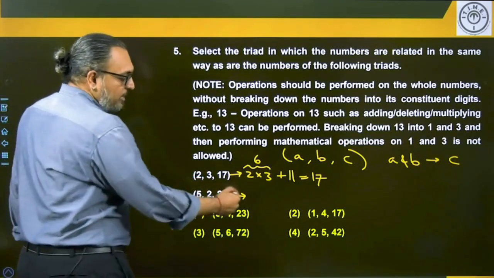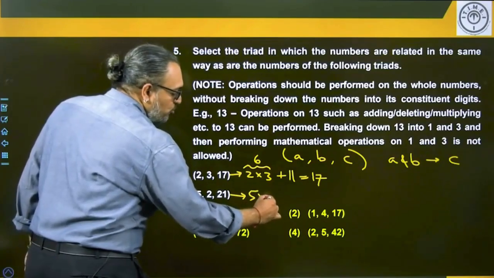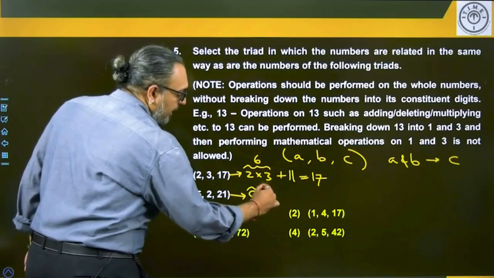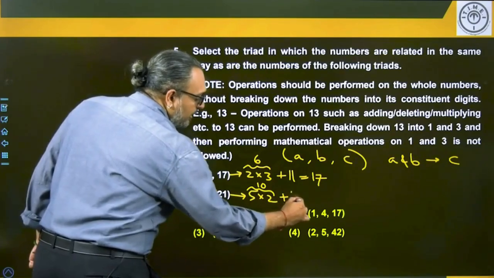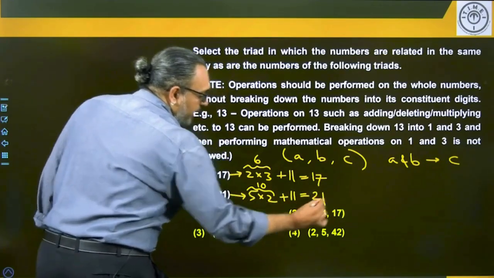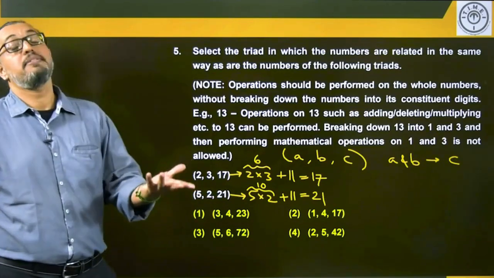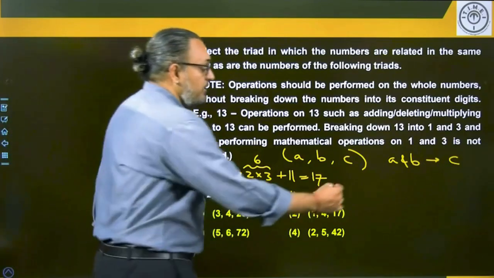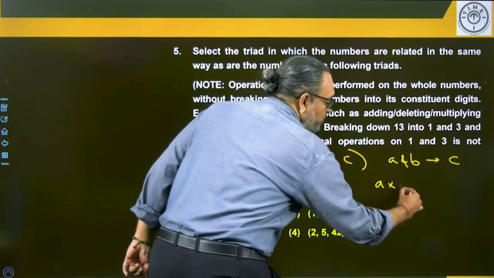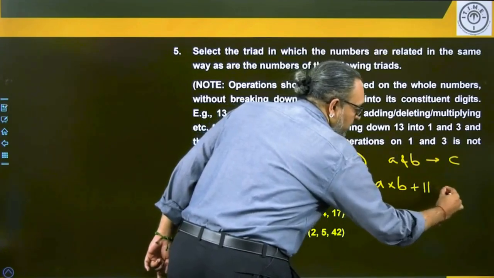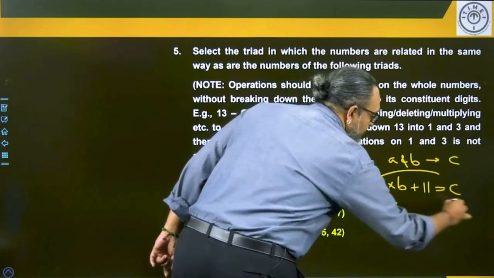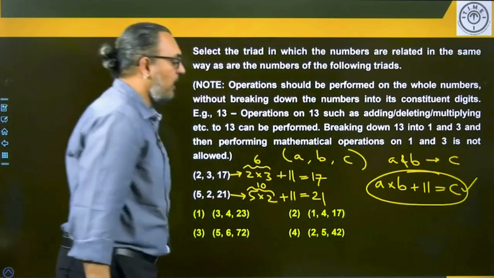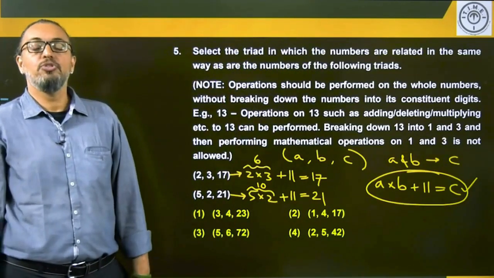Now likewise, can I try this same way? 5 into 2. How much will I get? 10. How much? Again by adding 11, 21. Do I not have 21 here? Yes. You can have it. So my logic is this. I have A into B plus a constant 11 is going to give me C. So this is what I have to now apply in my options to get an answer.